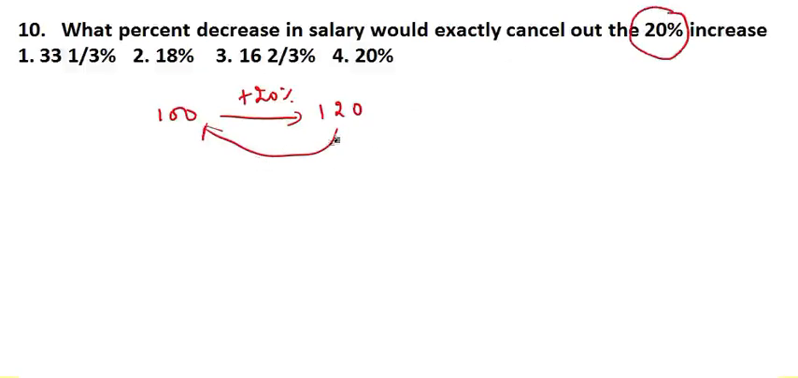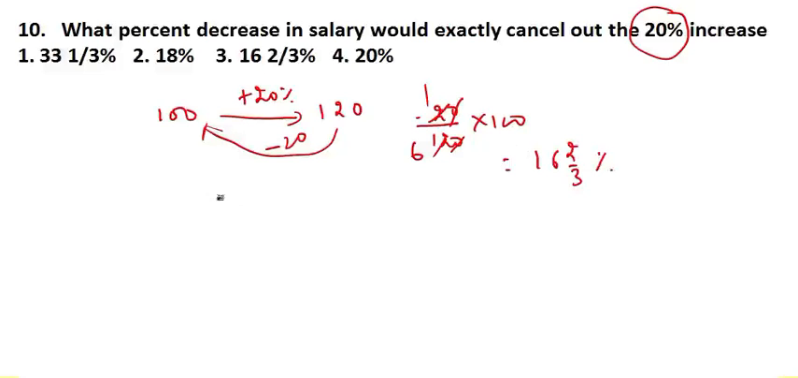So clearly you can see that this is 120. Now if you want to make it 100, you have to reduce by 20. This reduction of 20 is on what? On this 120 to make it 100. So this 0 gets cancelled, 1 by 6. Now what is 1 by 6? It means 16 2 by 3%.